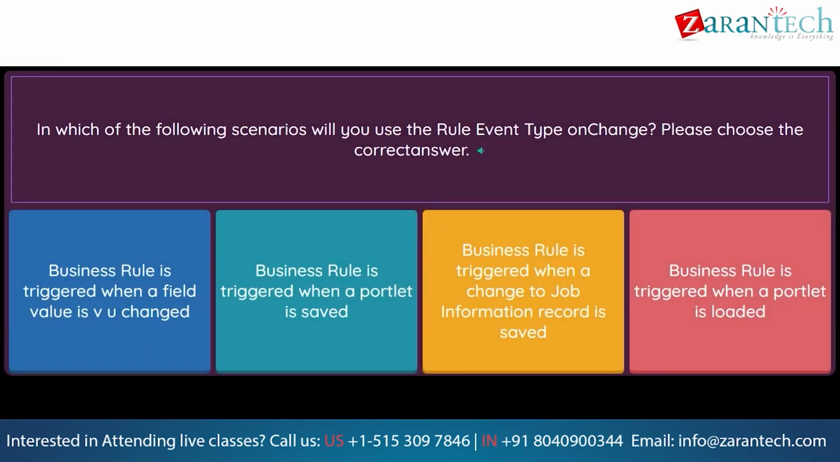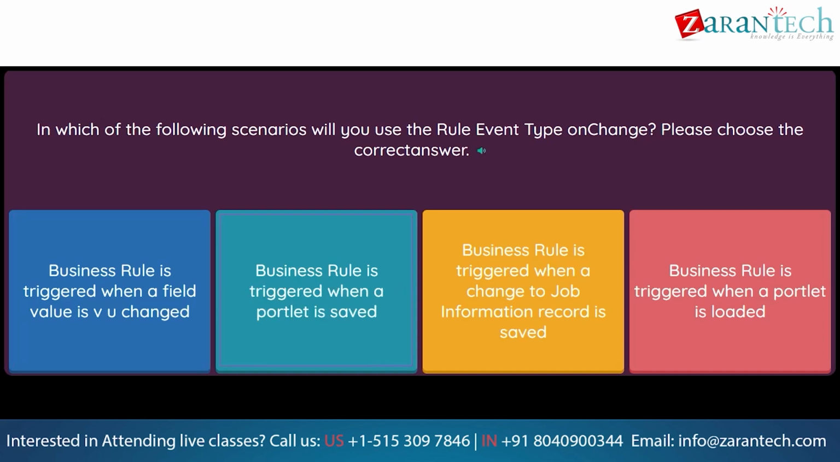Question: in which of the following scenarios will you use the rule event type on change? Please choose the correct answer. Option 1, business rule is triggered when a field value is changed. Option 2, business rule is triggered when a portlet is saved. Option 3, business rule is triggered when a change to job information record is saved. Option 4, business rule is triggered when a portlet is loaded.